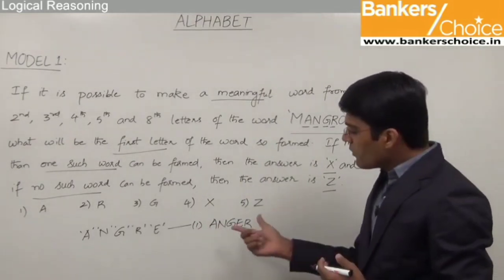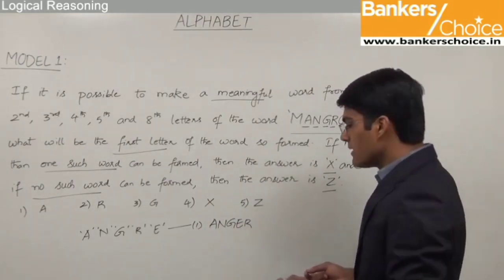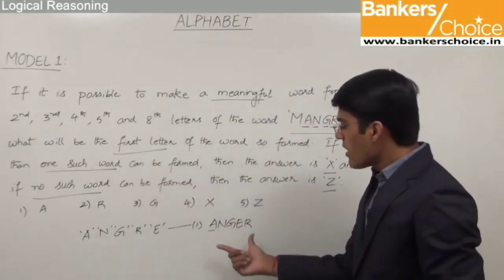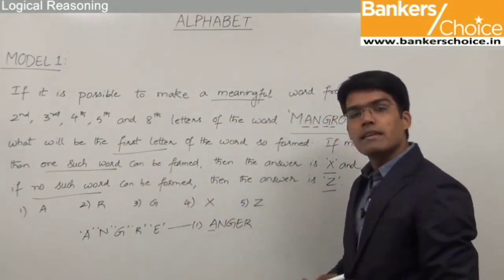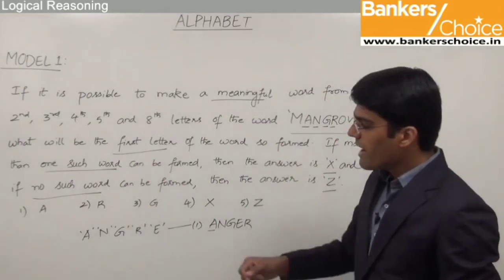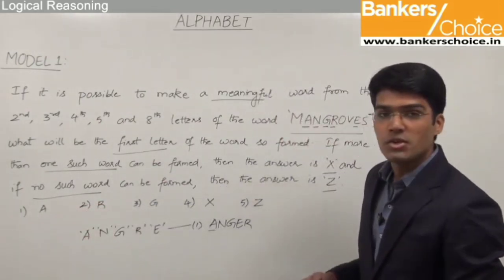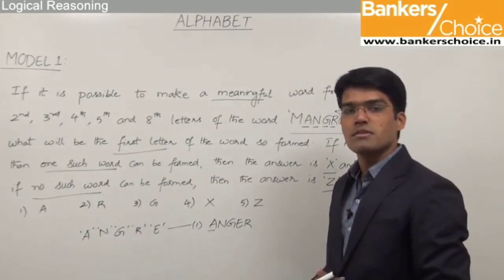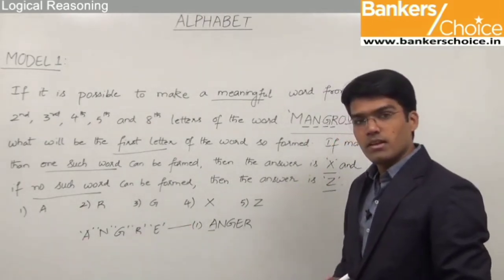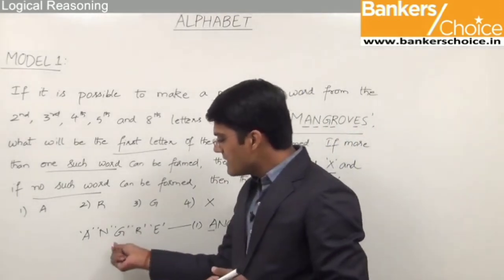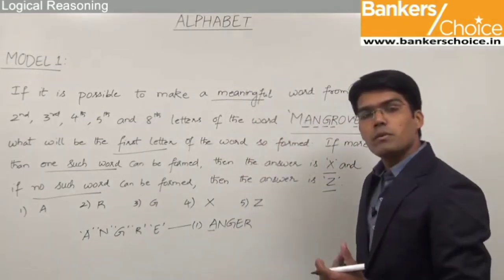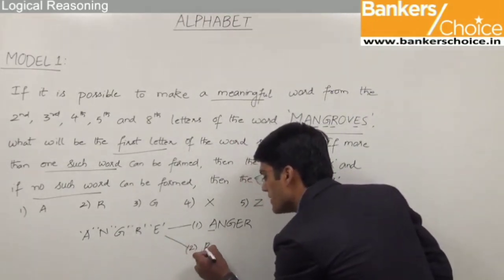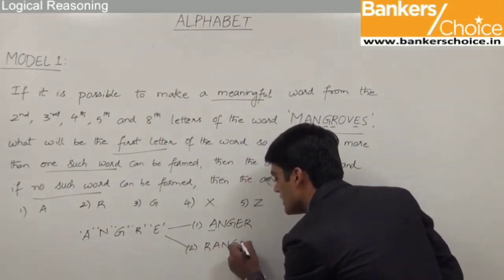Now if there is only one word which can be formed, and that is anger, our answer should be A, as the question says, what will be the first letter of the word formed? So the answer here can be A. But before we mark A as the answer, we need to make sure that there is only one word. Or we should try to find out the other possible words with these letters. Now if we try to use these letters A, N, G, R, E, the other word which can be formed is range. So I can say the second word here is range, R, A, N, G, E.